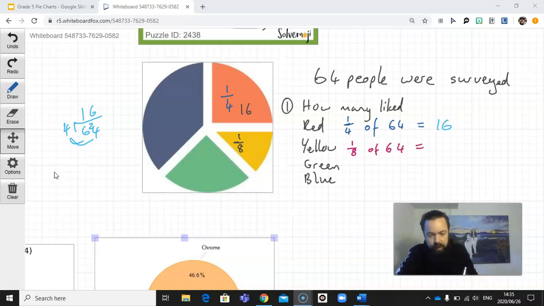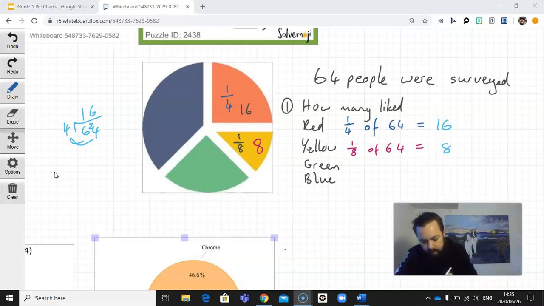So there's that horrible little moniker: I ate and I ate and I was sick on the floor. 8 times 8 is 64. I just like to remember that 8 goes into 64 8 times. Then 8 times 1 is 8. And so my answer for 1/8 of 64 is 8. So there were 8 people that liked yellow the best.